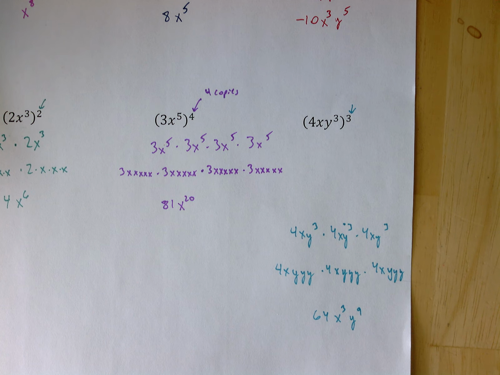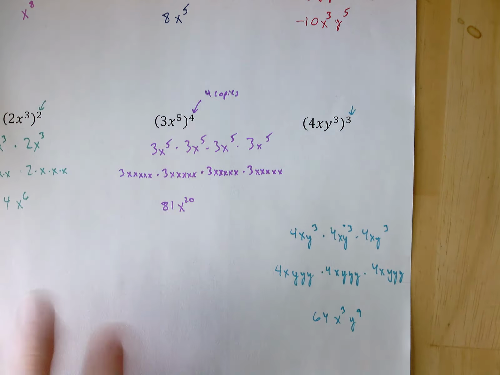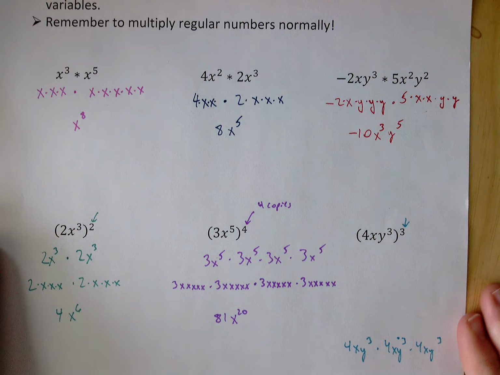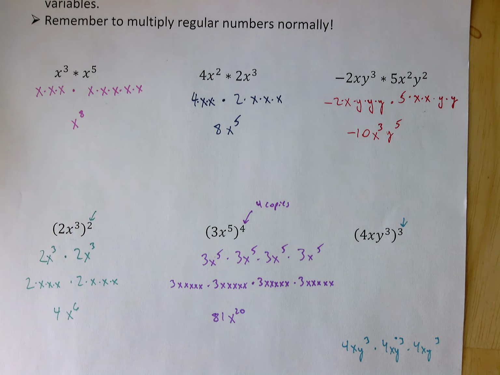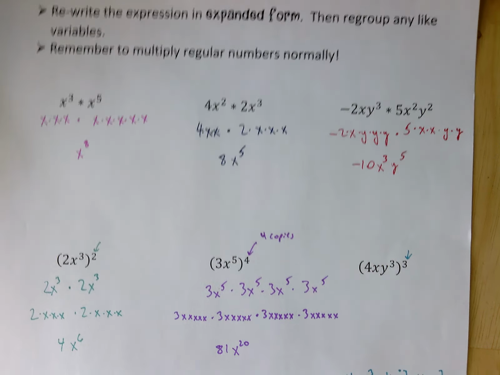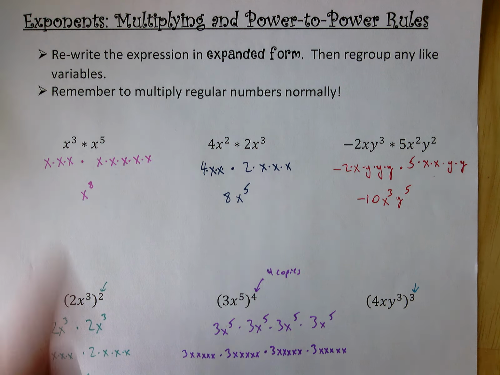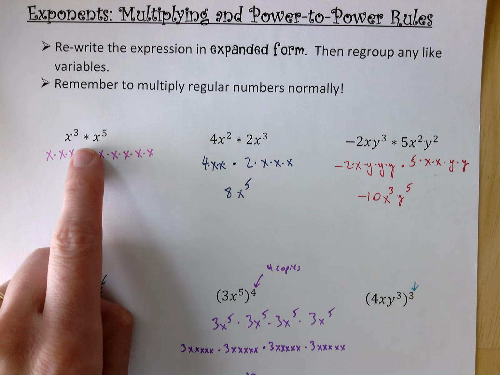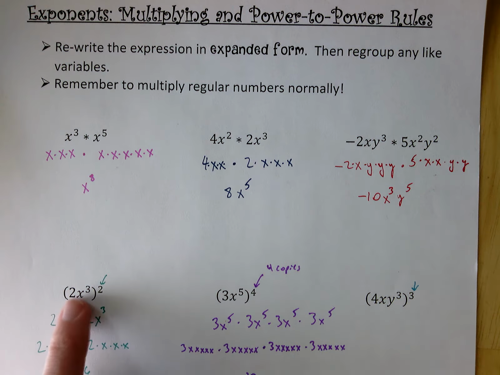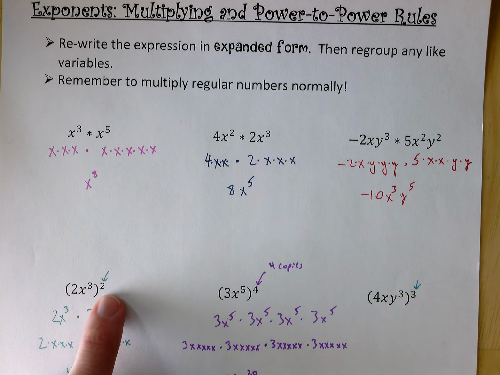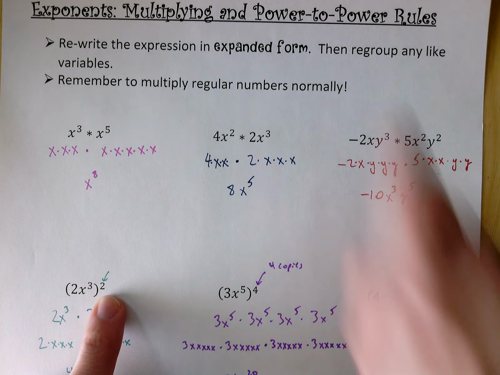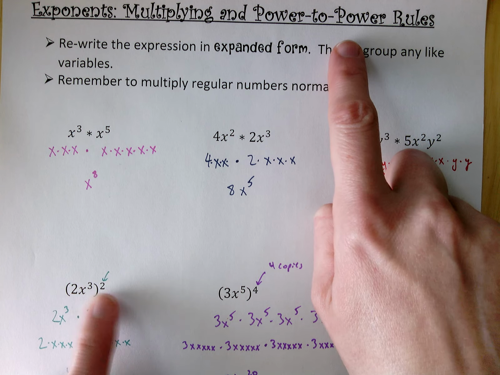That's my answer. As long as you know what an exponent means, that it just tells you how many times you write something out, simplifying these problems is really easy. You just write out how many there are, and you're all good to go. So that is how you use the multiplying and power to power rules, when you're multiplying together two things that have exponents, or when you're raising something with an exponent to an exponent. That's what power to power means. It's a power raised to another power.